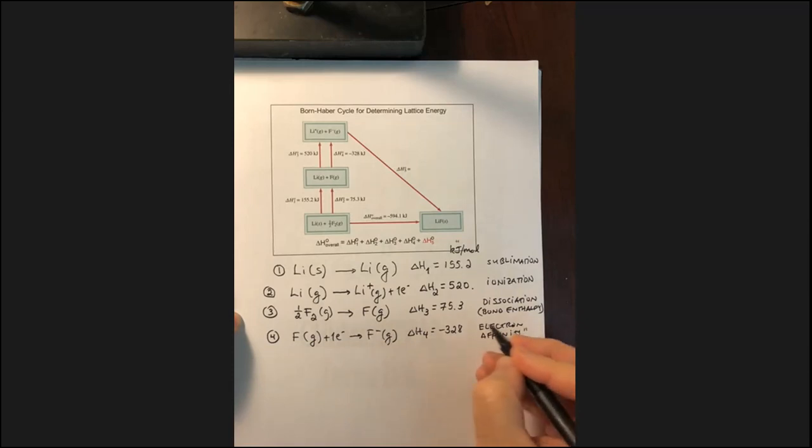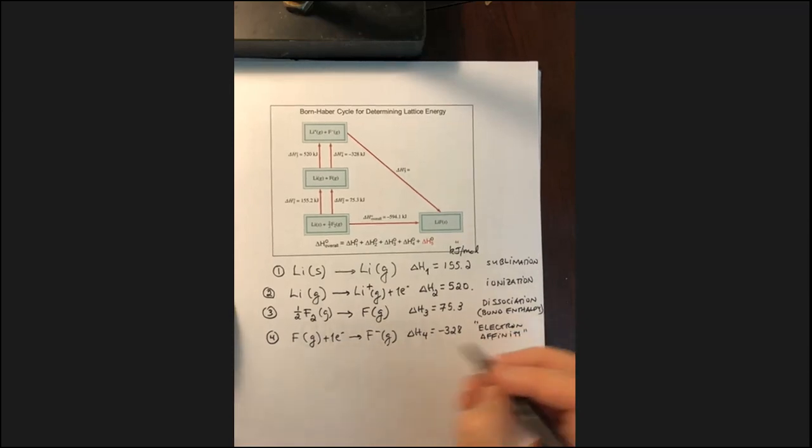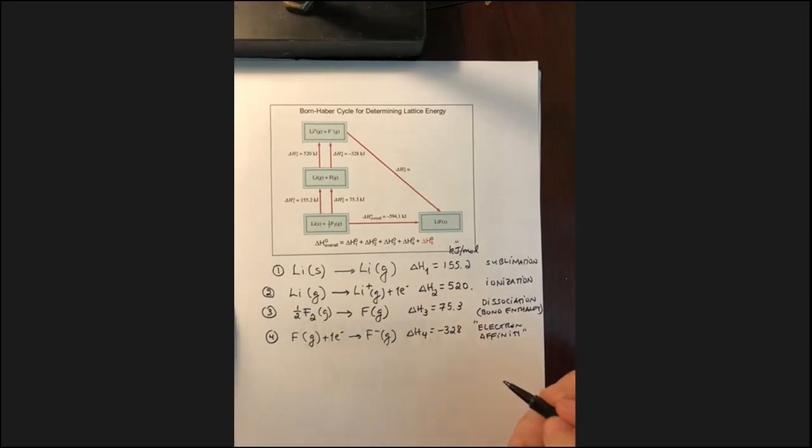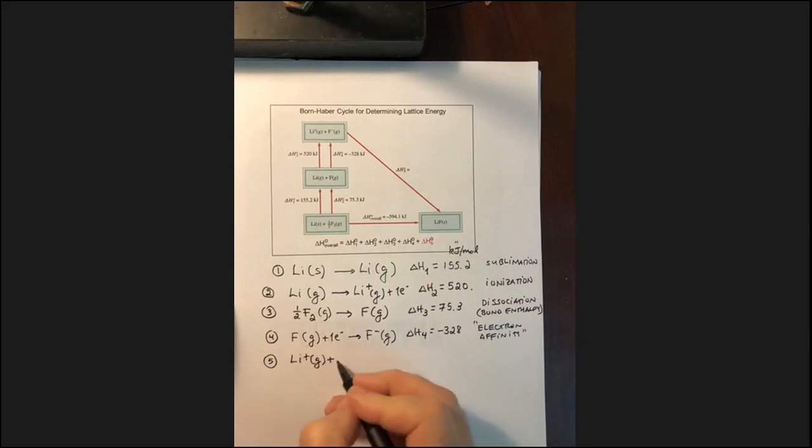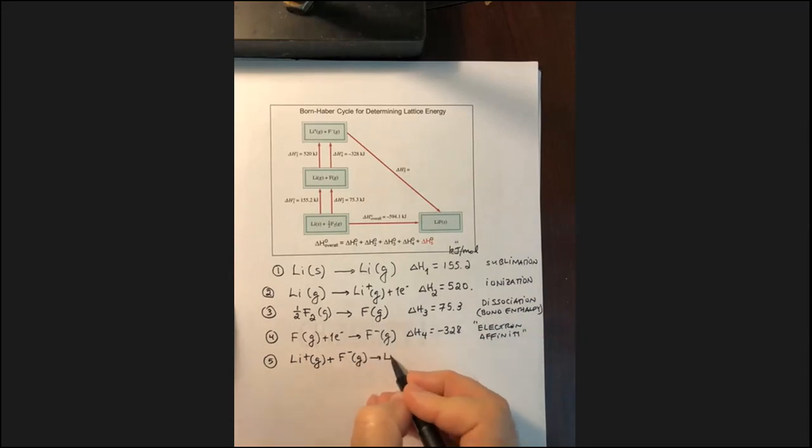Some authors will say, well, no, the electron affinity is the negative of that, in other words, the energy required to essentially take the electron away. But let's just call it electron affinity for now, just to make it simple. Okay, our last step is where we take the lithium cations and combine them with the fluoride ions to make the lithium fluoride crystal lattice.